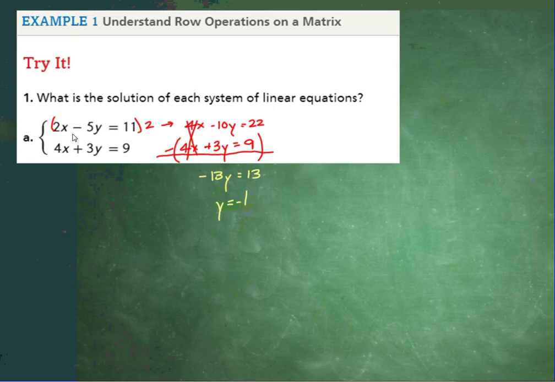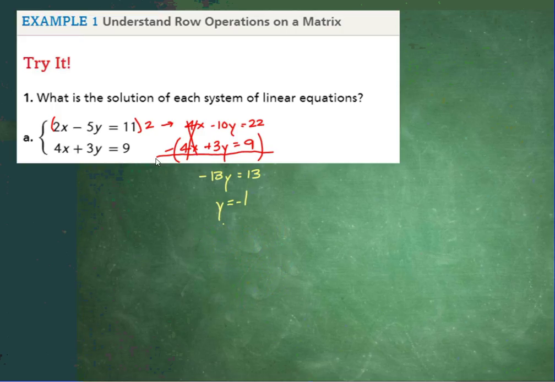Now plug that back into any of these equations. I'm going to plug it back into this one right here, the top one. So it'll be 2 times negative 1 minus 5y equals 11. So negative 2 minus 5y equals 11. Add 2, negative 5y equals 13. And I just realized I made a big time mistake. Sorry, it's very early in the morning here. I plugged it in for the wrong variable up here, didn't I? So I'm sorry, erase all of this, because y is negative 1.